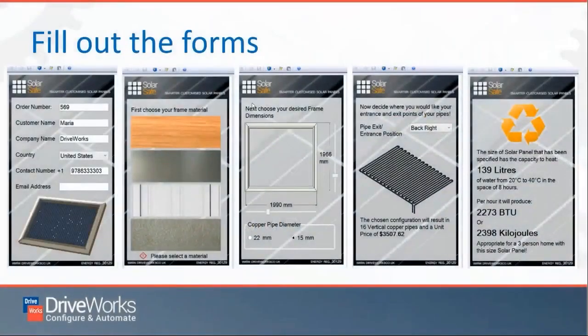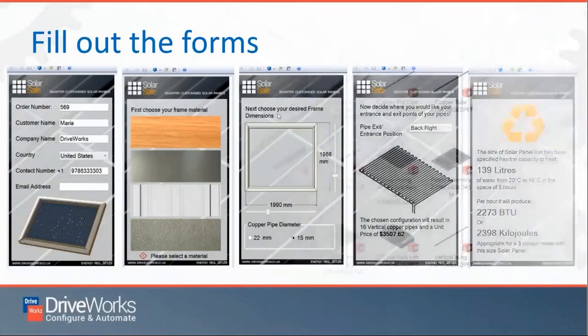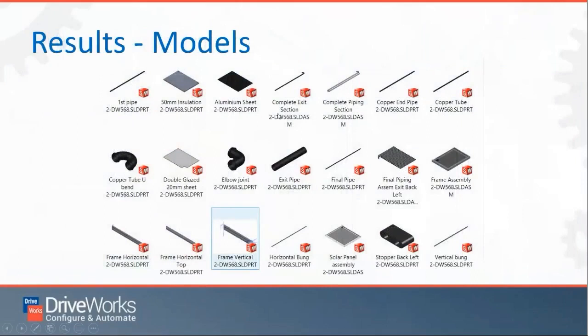So to run your configurator, you start by filling out a number of forms. In this case here, there's actually 5 forms that have been set up in this automation project. And each one of these forms has been built completely custom by the person that built the automation. So if you need 5 forms, that's great. If you only need 3, that's fine. But the end user fills out the forms, and then the result is models.